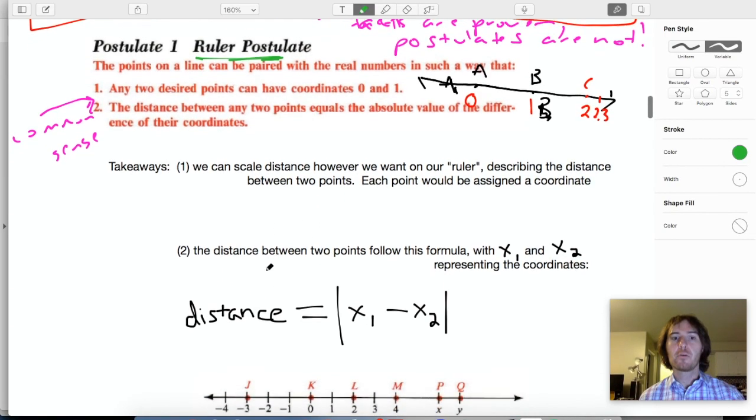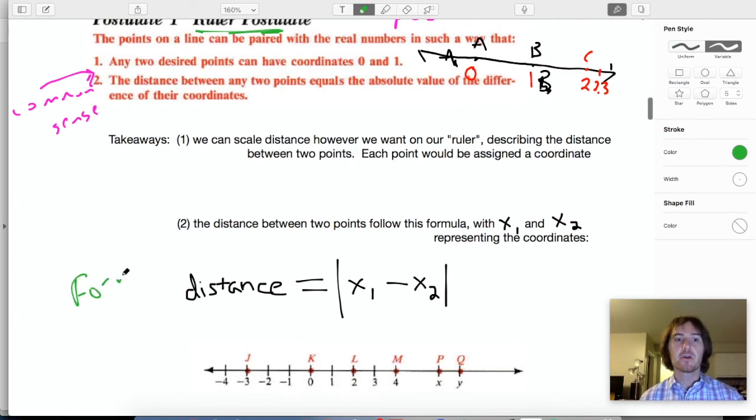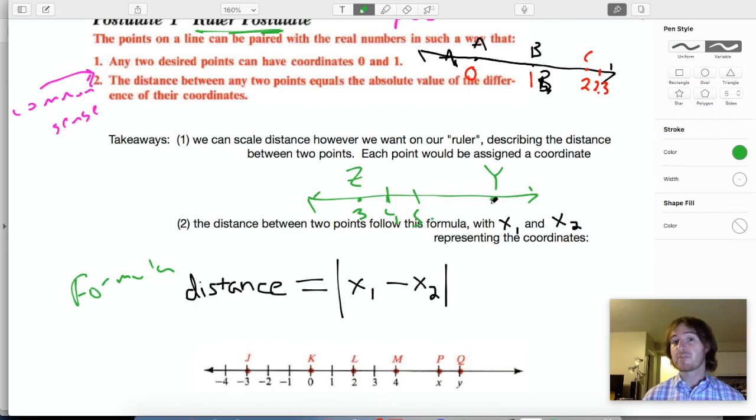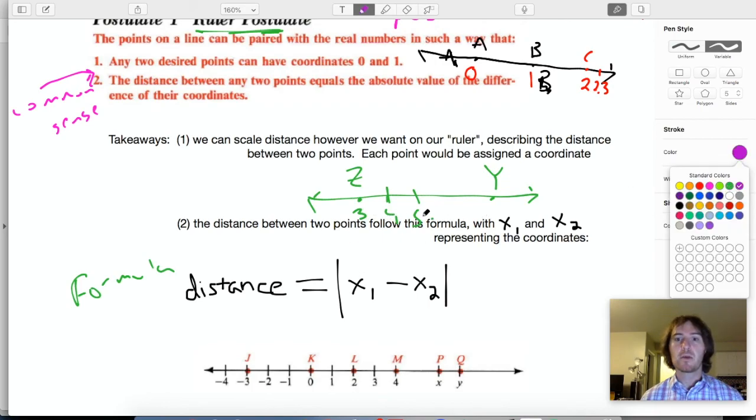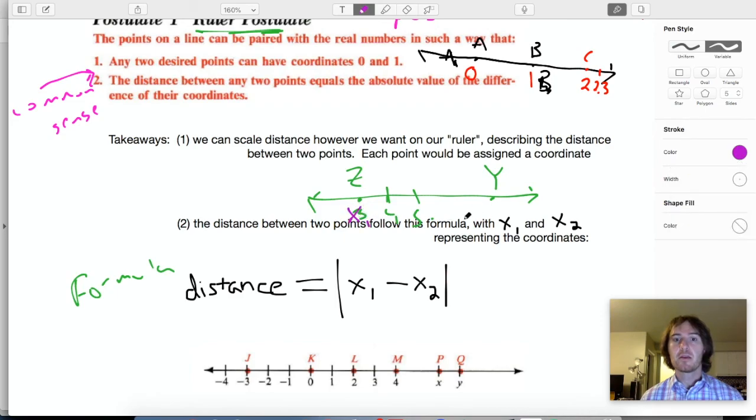What's eminently important for your homework is this formula. Make sure it's in your notes. The distance between 2 points follows this formula, where x1 and x2 are the coordinates of those points. If we had a point Z and a point Y, say this is a coordinate of 3 and this is 1 unit, we're just laying out our ruler: 4, 5, and we would eventually get to Y. Then we just subtract the 2 and take the absolute value to get the distance. If we didn't know the coordinates and just had x1 and x2, you simply take this one, subtract that one, and remember, distance is always positive, so take the absolute value. That would give you the distance.